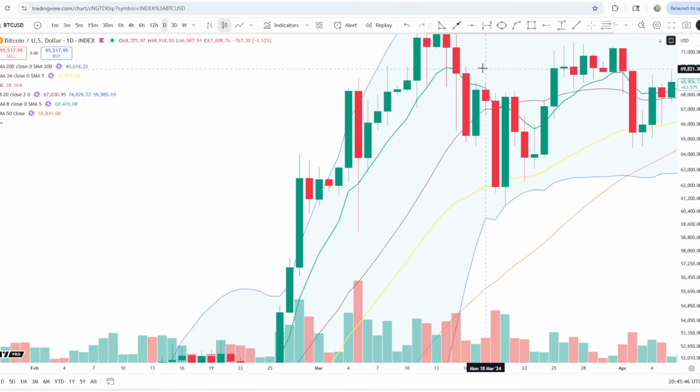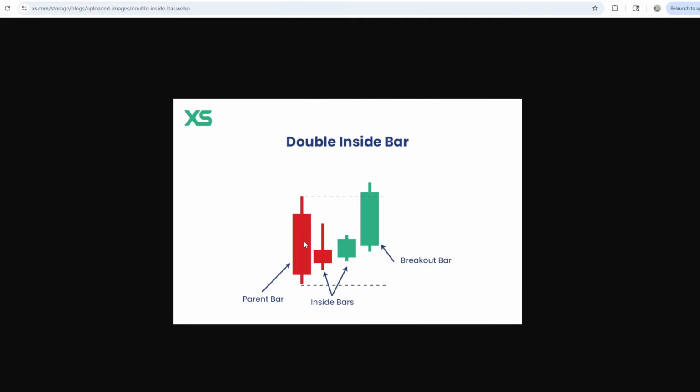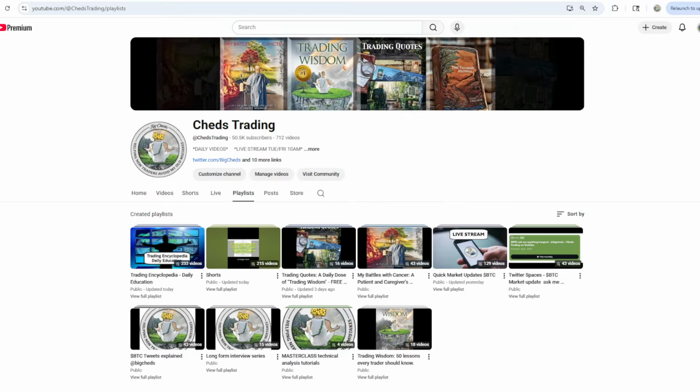But a double inside bar, again, is just where you have a mother bar with one candle inside the entire range of the prior candle, and then a second, smaller range inside the range of the prior candle. It shows price compression. You should be on watch for a break from this range, and you can use that as a trading signal. This is the double inside bar pattern.